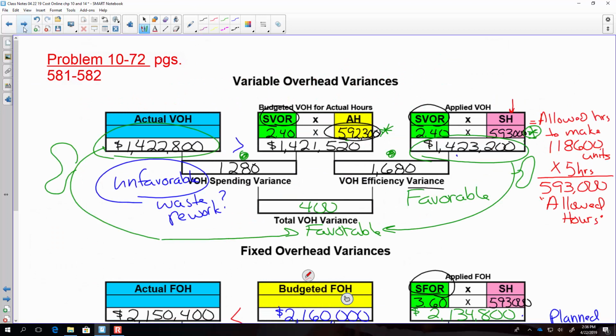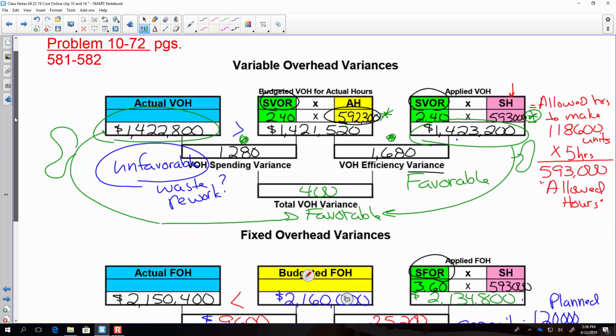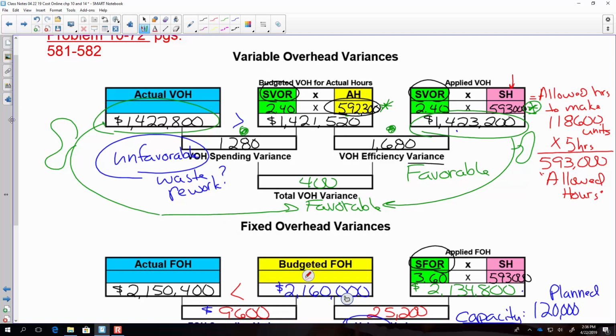So the sample problem that I did choose to discuss these four different variance types is problem 72. I'm going to jump to page 581 in our textbook to discuss that. Okay, with every one of these problems, and I'm just going to move this up a little bit more, obviously, they're going to give you information on both types of costs, both variable overhead costs and fixed overhead costs.